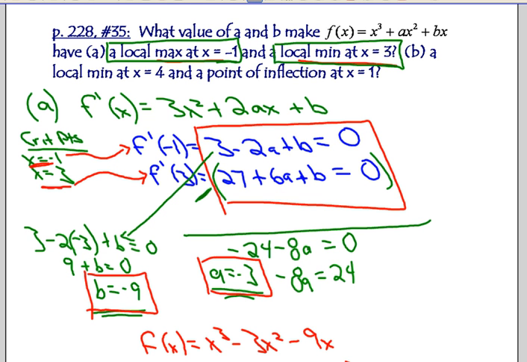Now we're ready for part B, and part B is certainly the same idea as part A, slightly easier because we have a point of inflection in here. So let's transfer our function over to a blank page, x cubed plus ax squared plus bx. So here's our function. It's the same function, x cubed plus ax squared plus bx.